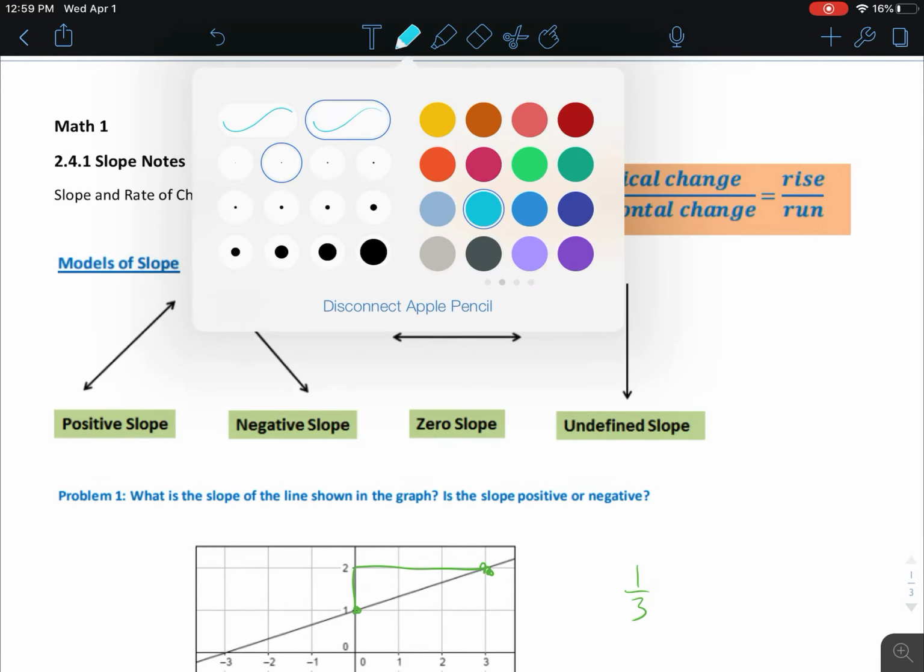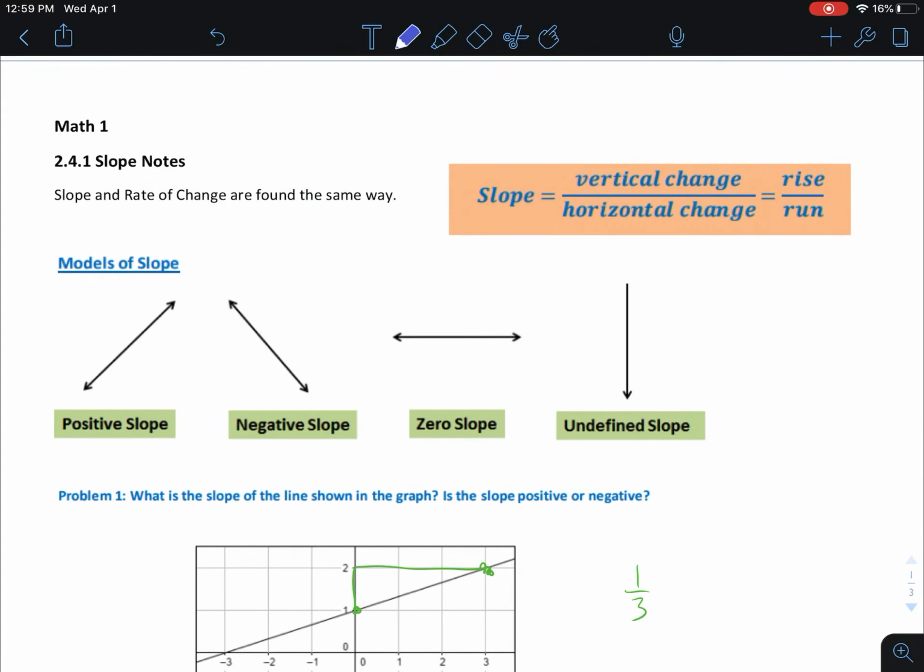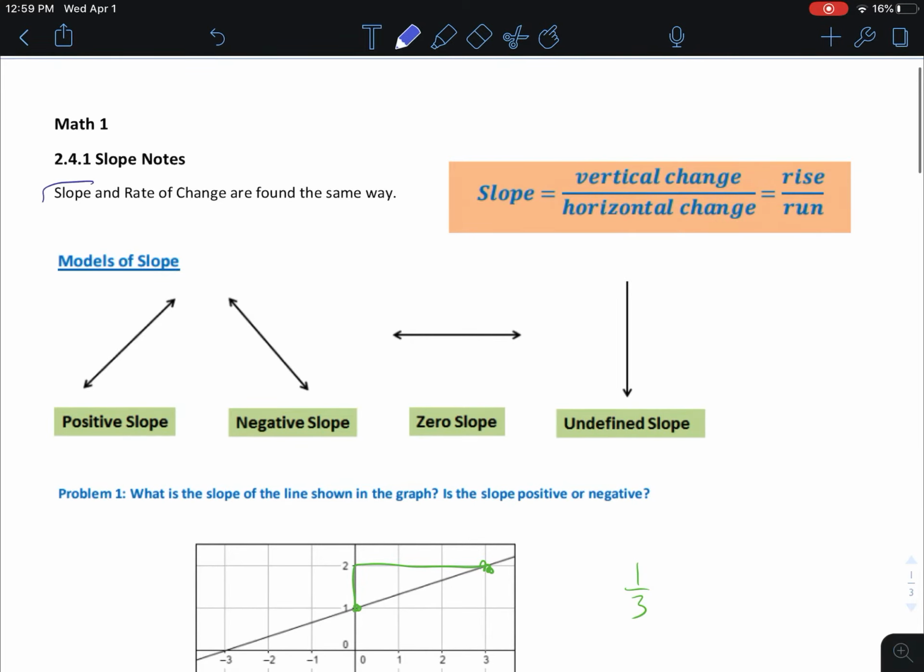Hey guys, in this video we're going to explore slope. Slope is something you've already seen probably multiple times before. Slope and rate of change are basically the same thing. So when someone asks you the rate of change, they're asking you for the slope. Your job when you find the slope is to see how fast the line is increasing.